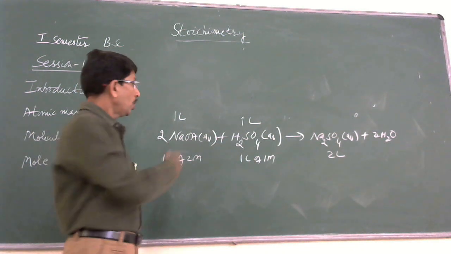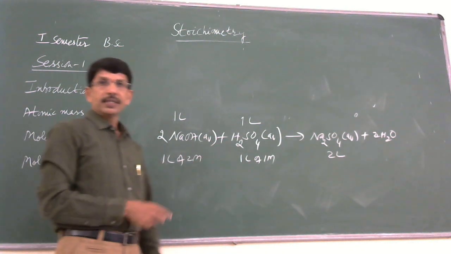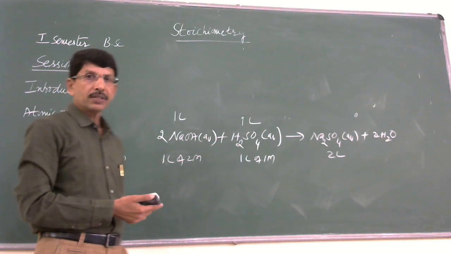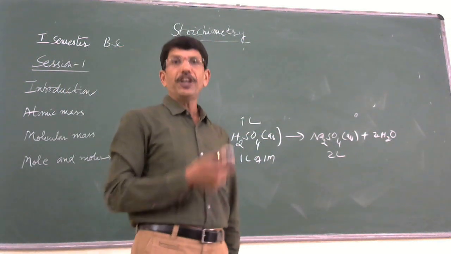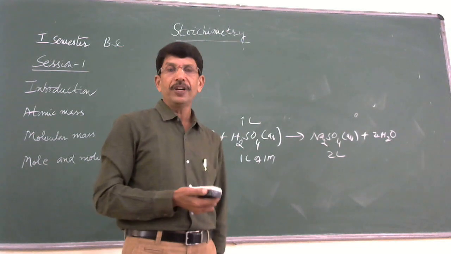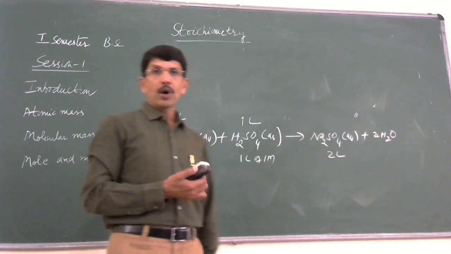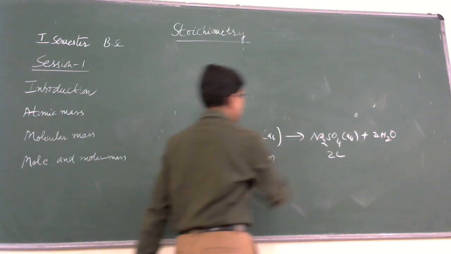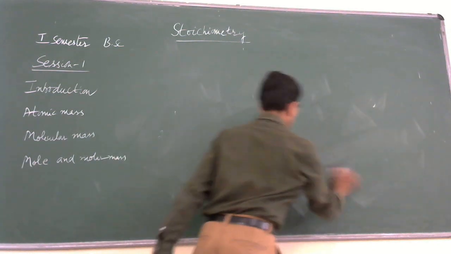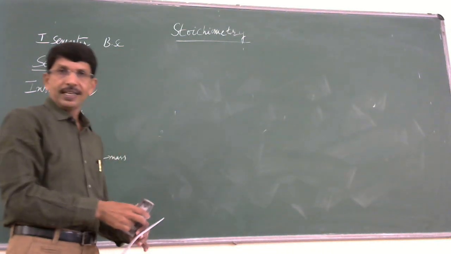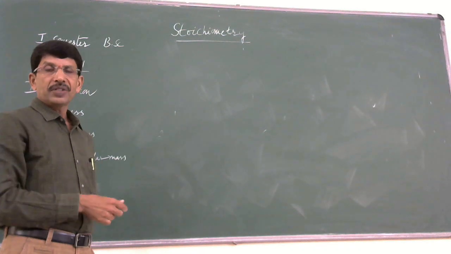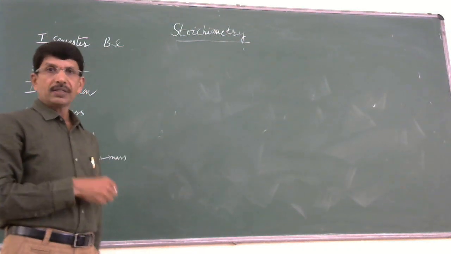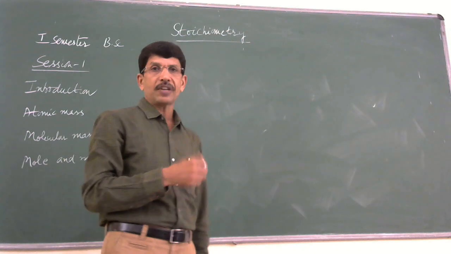So this is how, depending upon the physical states of reactants and products, different units for the quantities of reactants and products can be used. So this is what is called stoichiometry. I repeat, stoichiometry deals with the quantitative study of reactants and products involved in a chemical reaction.